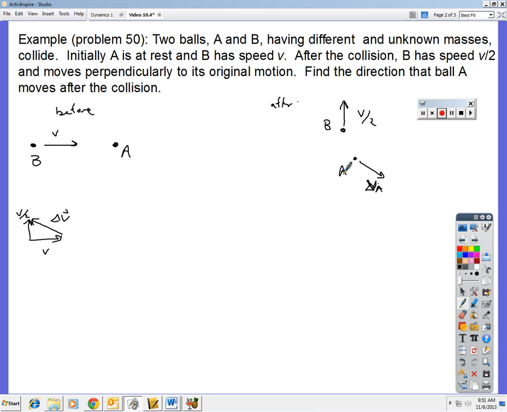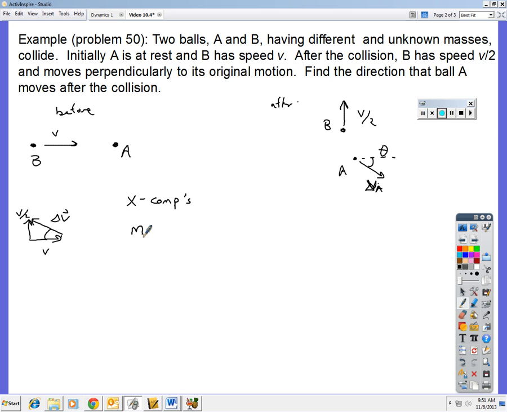There's a couple ways to do this. First off, we could just find this angle here, and that would be the same as this angle here. But I'm not sure I can explain that well, so we're going to brute force it a little bit. We're going to try to find the angle that vector VA makes with the x-axis. So we will now set up conservation of momentum in the x direction.